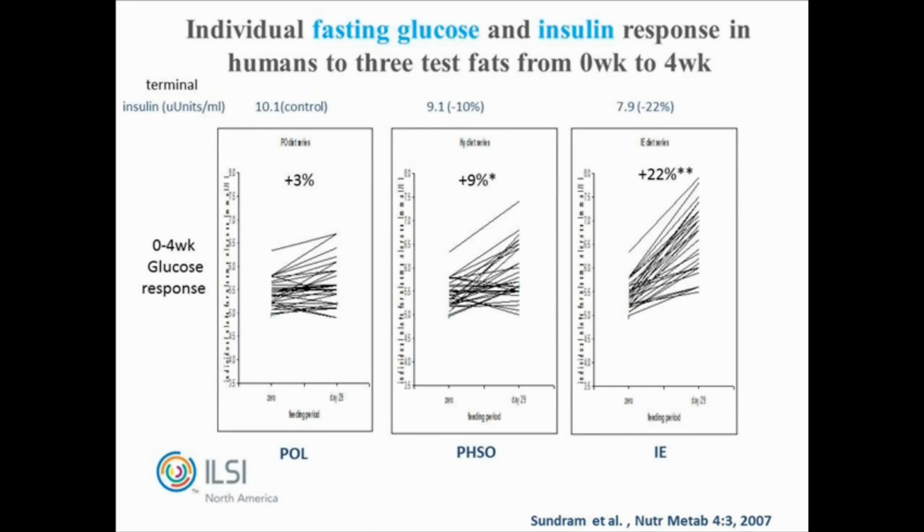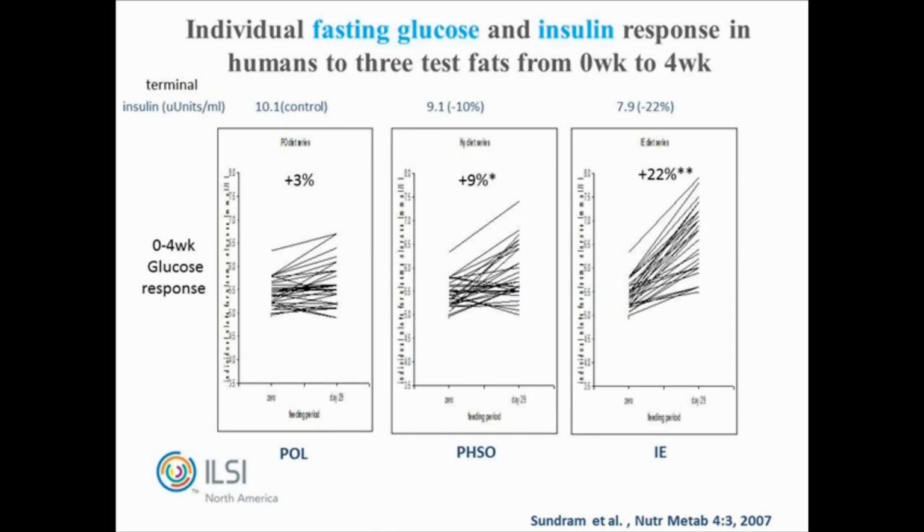Now, much to our surprise, when he ran the study and showed the lipoprotein results, we decided to look at the glucose levels. And this was done retrospectively, I have to add. The study was just finishing up, so we hadn't put it in as the primary observation. But what he found in fasting glucose from 0 to 4 weeks on these diets, you can see that the palmolene raised the glucose level about 3%, which wasn't insignificant. Partially hydrogenated soybean oil raised about 9%, which was significant. And the interesterified raised 22%, which was highly significant.